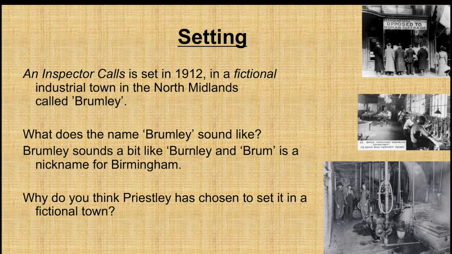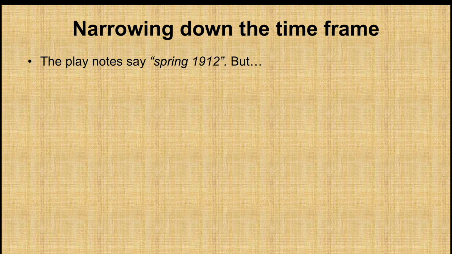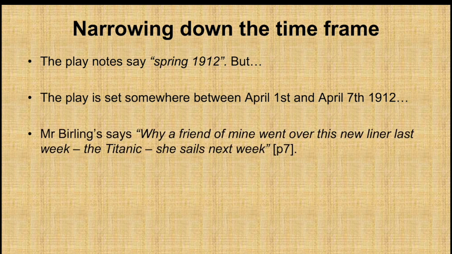Now let's narrow down the time frame a little bit. The play notes say spring 1912, but we can narrow it down a little bit more than that. The play is set somewhere between April the 1st and April the 7th, 1912. Now, why do I think that? Well, Mr. Birling says, "Why, a friend of mine went over this new liner last week, the Titanic. She sails next week."